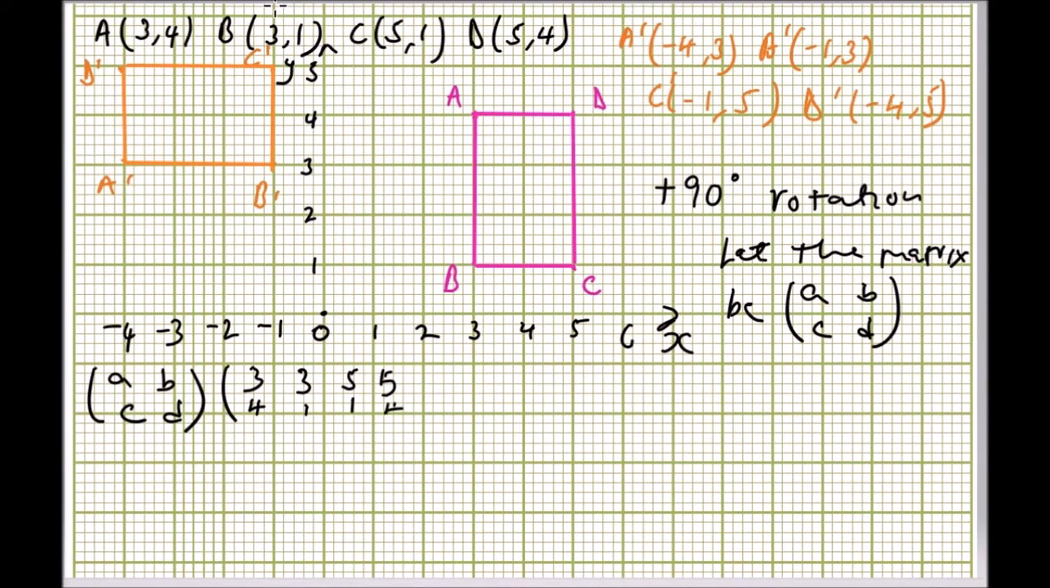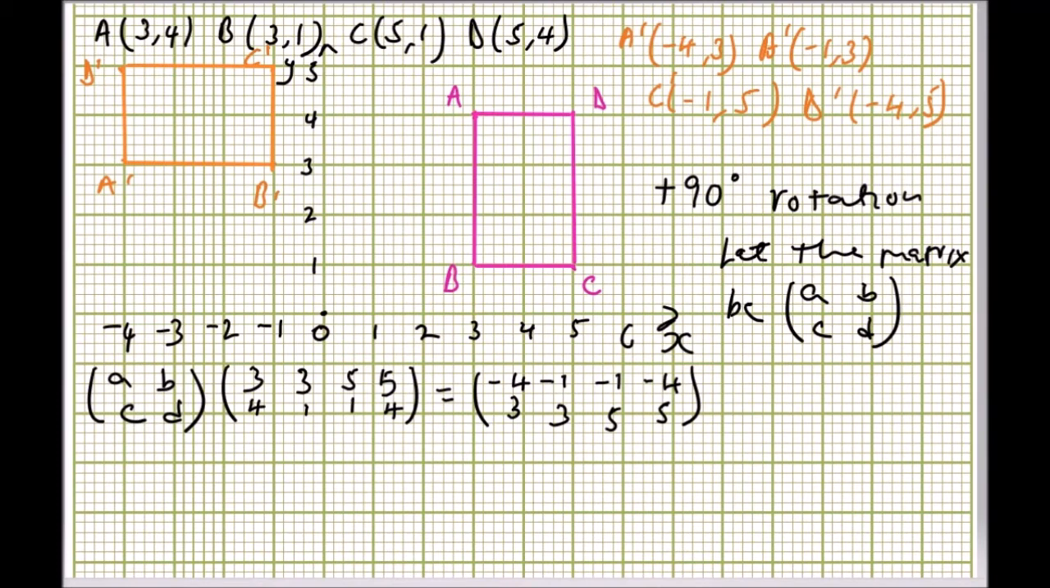So that is a matrix. When you multiply that, we are supposed to get the matrix formed by the vertices of the image, that is minus 4, you just invert the coordinates, and we have 3. We have minus 1, 3. Then we have minus 1, 5. We have minus 4, 5. So if we are able to get A, B, C, and D, then it means that we have obtained the matrix of transformation.